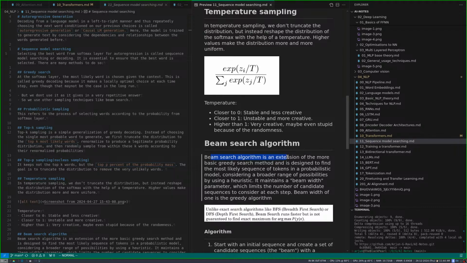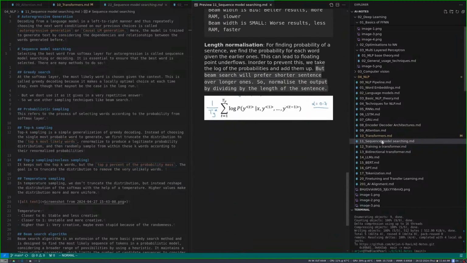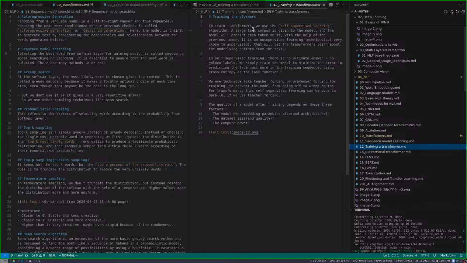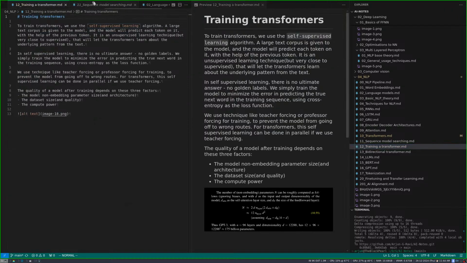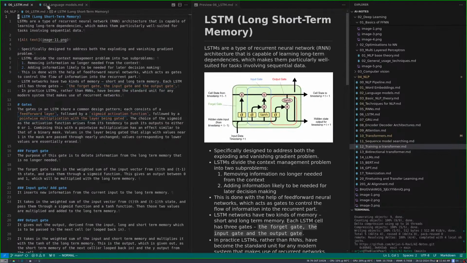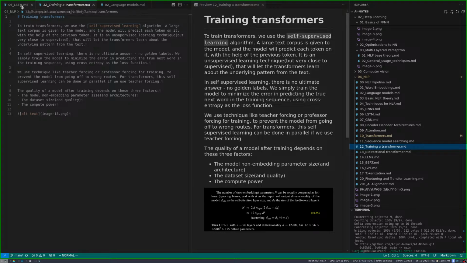Beam search. The beam search algorithm is an extension of greedy search designed to find the most likely sequence. It has a beam width parameter. Okay, sure. Training a transformer. To train a transformer, we use a self-supervised learning algorithm. In self-supervised learning, there's no ultimate answer or golden label. We simply train it to minimize the error. The quality of the model depends on model size, data size and computing power.